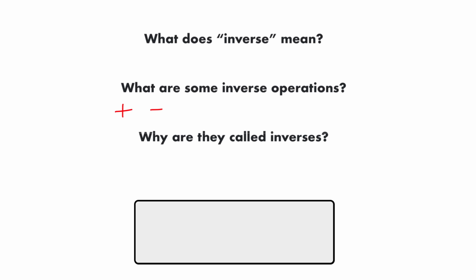Another set of inverse operations are multiplication and division. And then a third type would be something like squaring and square rooting. These are inverse operations. These are things that undo each other. What we're going to do right now is we're going to develop the idea of what it means to be an inverse function. So inverse operations undo one another. Inverse operations always come in pairs.